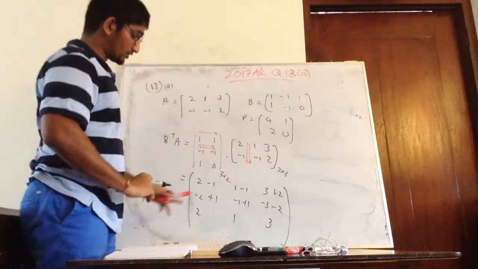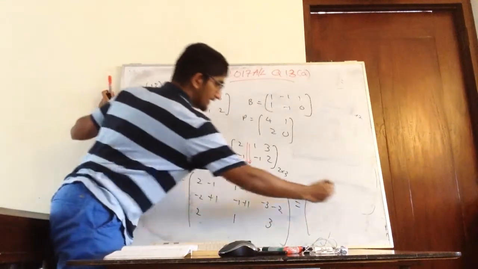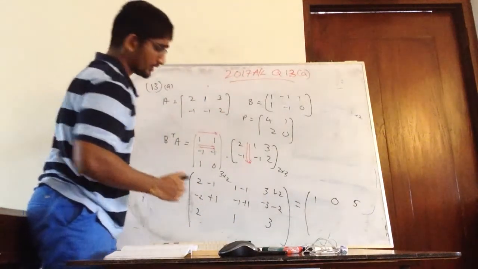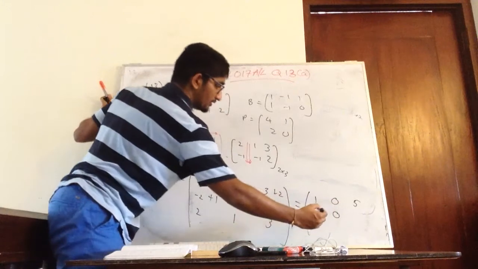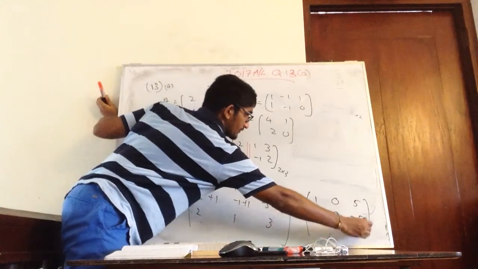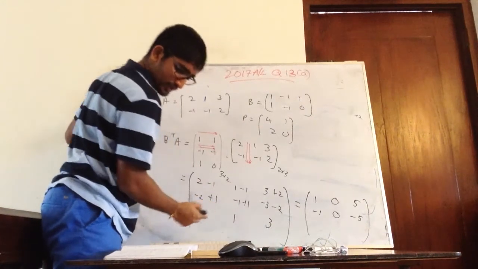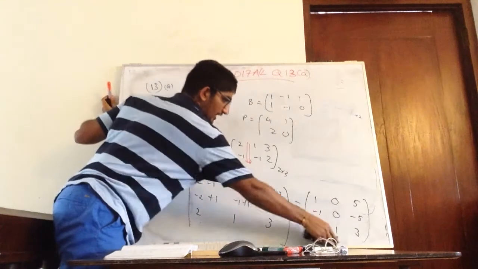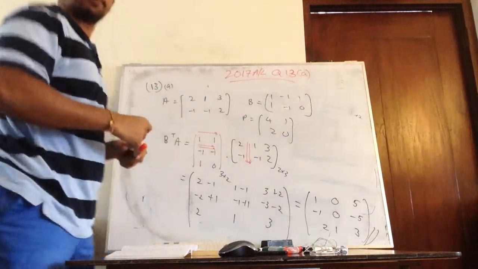So what do we get here? So we get 1 here, 0 here, 5 here. Correct now? Then we get minus 1 here, 0 here, minus 5 here. Then we get 2 here. So then this thing is anyway there. 2 1. So this is the answer that they asked. Right?